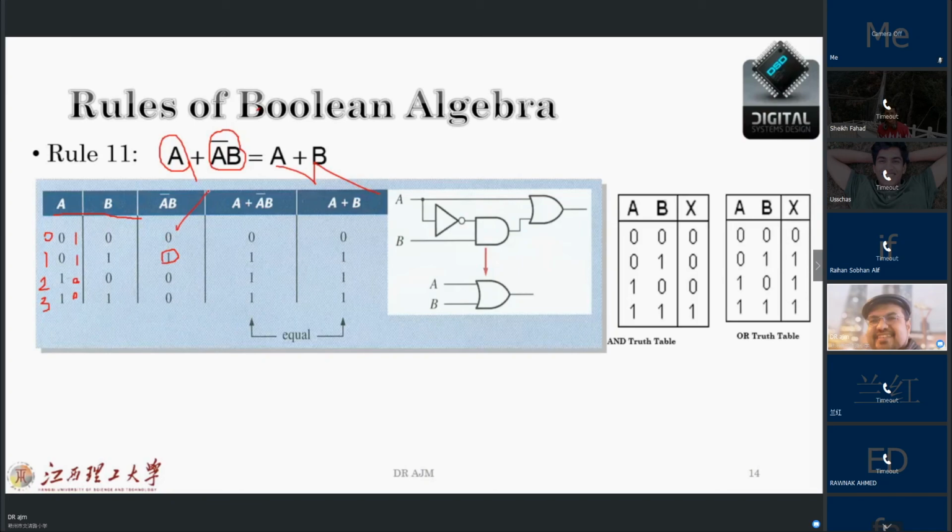After that, I should OR it with A. 0 or 0, 1 or 0, 1 or 1, 0 or 1, then the result is like this. Okay, this is one part.